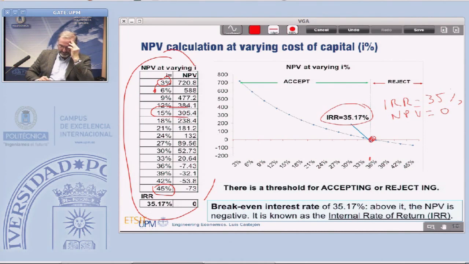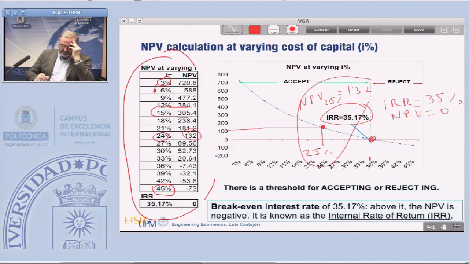I have said if my cost of capital, for example, would be this one, 25%, the net present value at 25% is equal to 132. So this is the situation we were describing a few minutes ago. So what is the real return I'm getting from this project? The real return you are getting from this project is 35%, the internal rate of return.